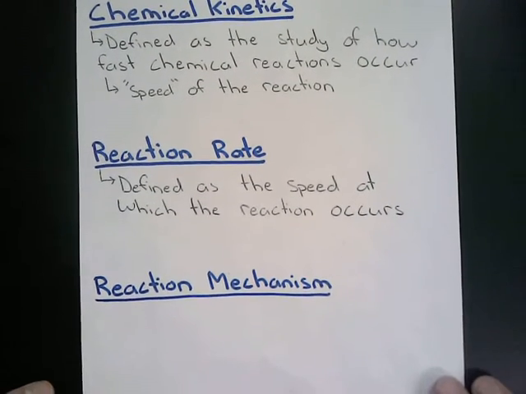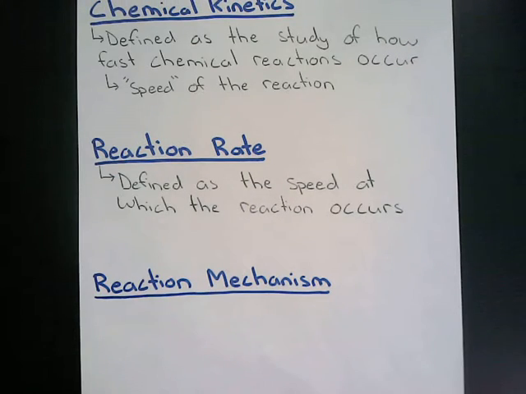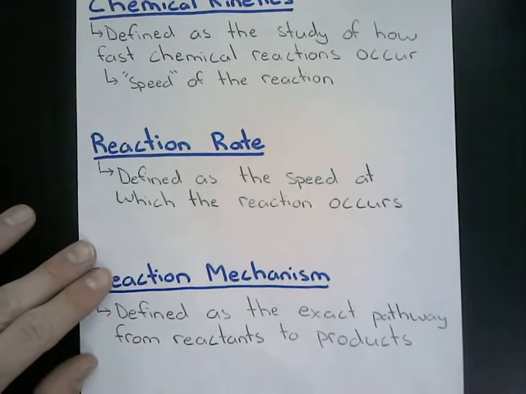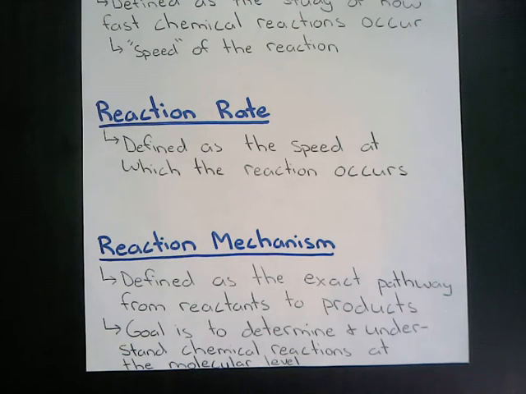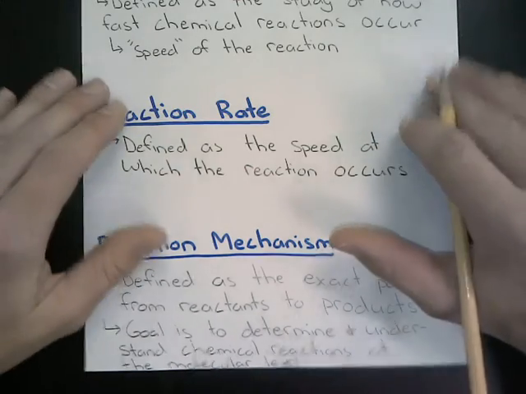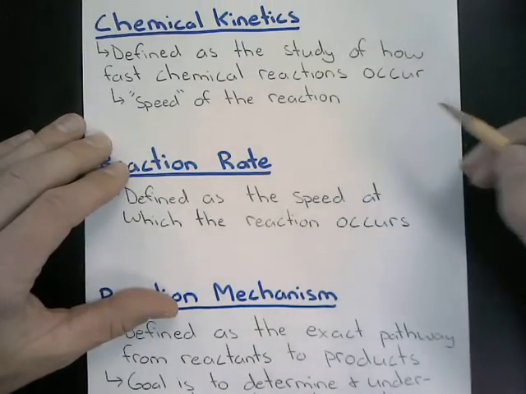Now, the reaction mechanism is defined as the exact pathway from reactants to products. With reaction mechanisms, our goal is to understand how chemical reactions occur at the molecular level. Now, with this in mind about reaction rates and reaction mechanisms, I want to go back up here and add something I should have added to chemical kinetics.